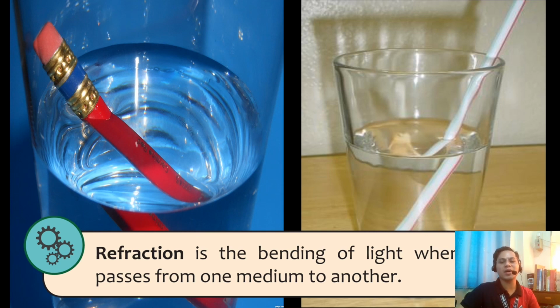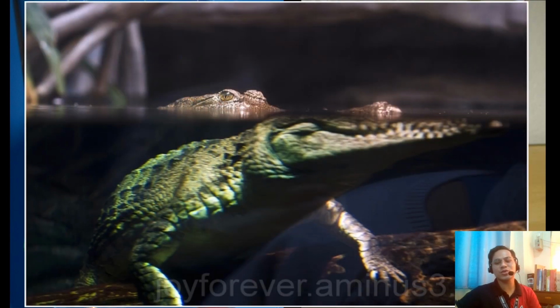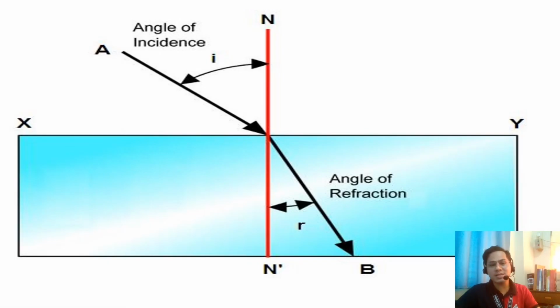Mao na siyang atohang gihisgutan kay ang reflection man is the bouncing back, so ni balik, but the refraction is the bending of light, meaning ni pass through na ang light from one medium to another. So ni pass through na siya, nilapus na siya bali. Okay, this is also another example. Now it is described in terms of this, no, mao ni siyang ato ang gi-discuss last meeting.